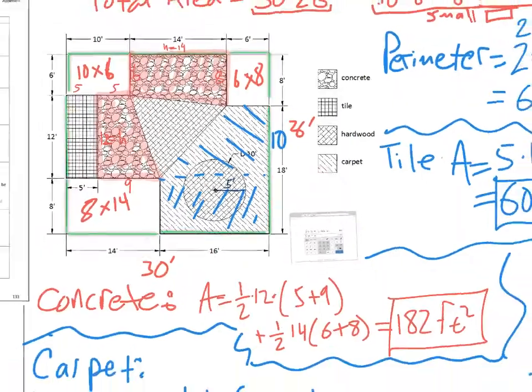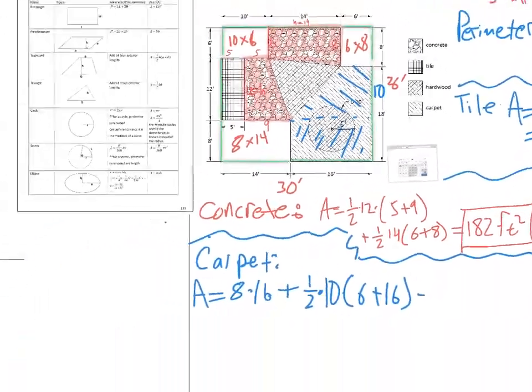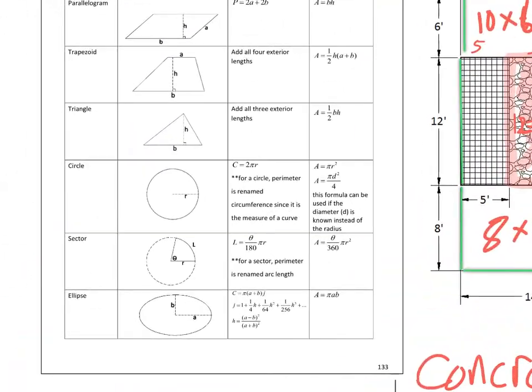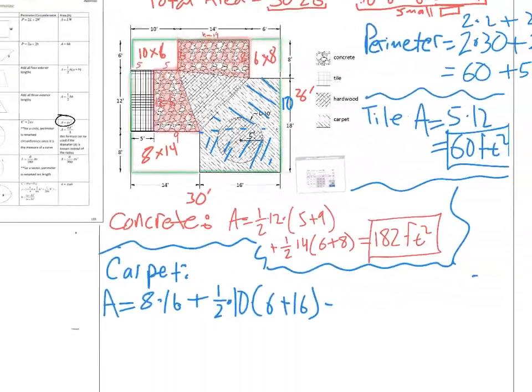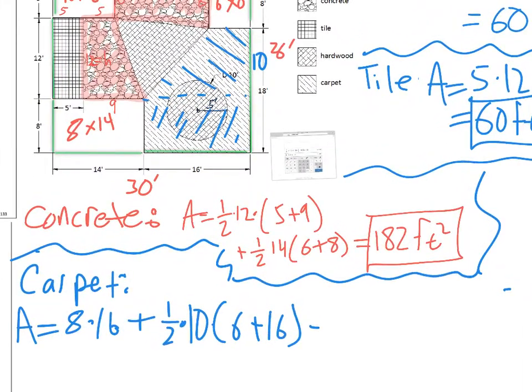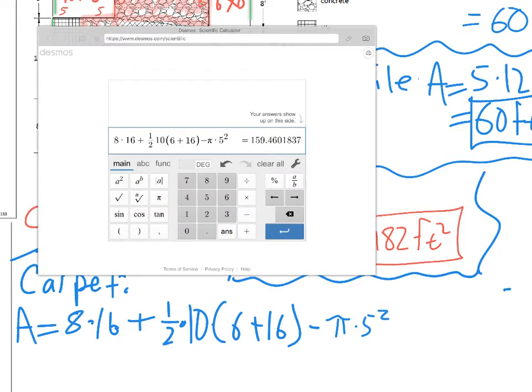And the area of a circle is pi r squared. We got that in our formula sheet there. Area, pi r squared. I'm going to use that. So we're going to subtract the circle because the carpet is not going to have a circle there. So minus pi r squared, so pi times 5 squared. And then we're going to type that all in our calculator. Typing that in our calculator, we get 159.46. All the pieces there, rectangle plus a trapezoid minus a circle.